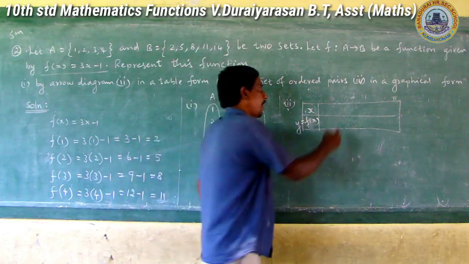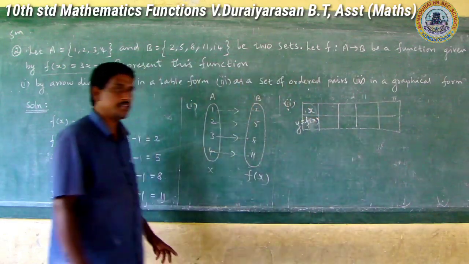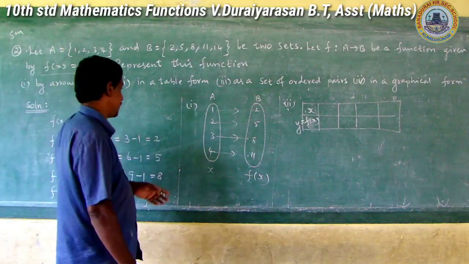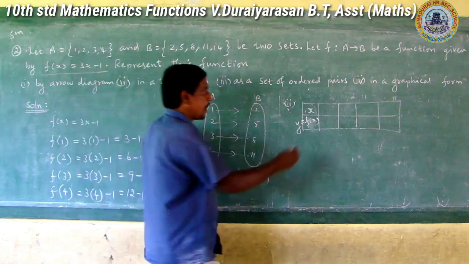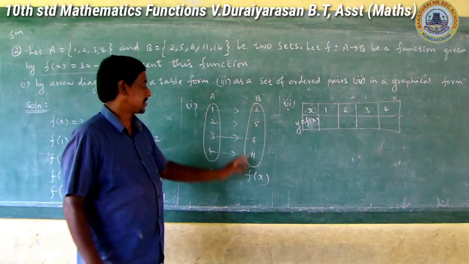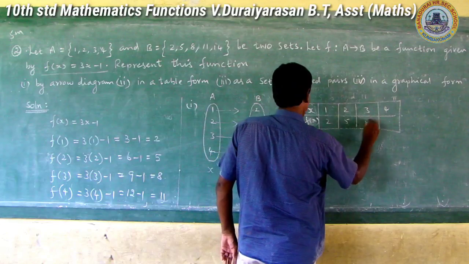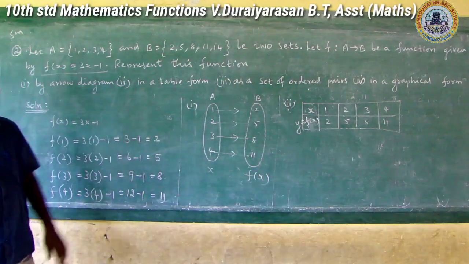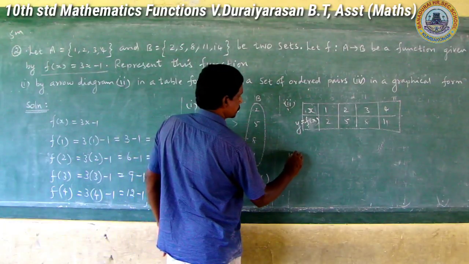This is tabular form. What are the x values? The pre-image values are x and the image values are y. So pre-images, the domain values 1, 2, 3, 4. The images, the range 2, 5, 8, 11. This is tabular form. Right. The third question. Set of ordered pairs.